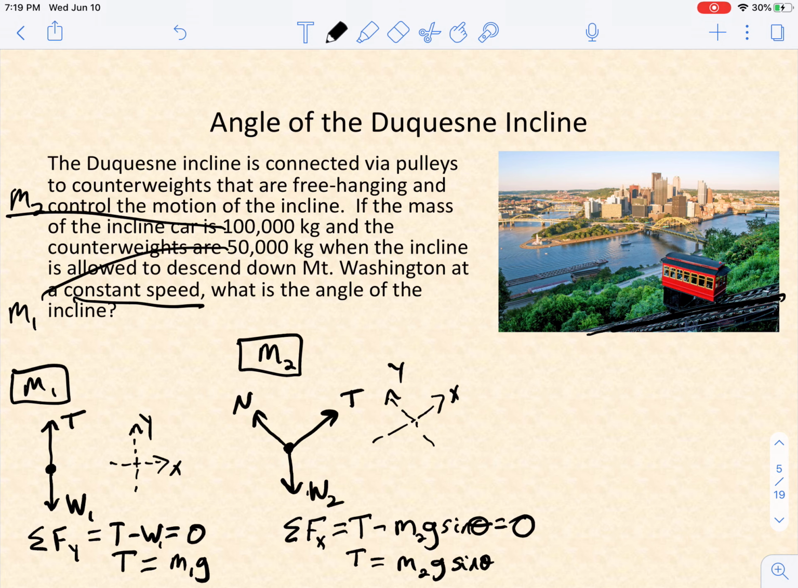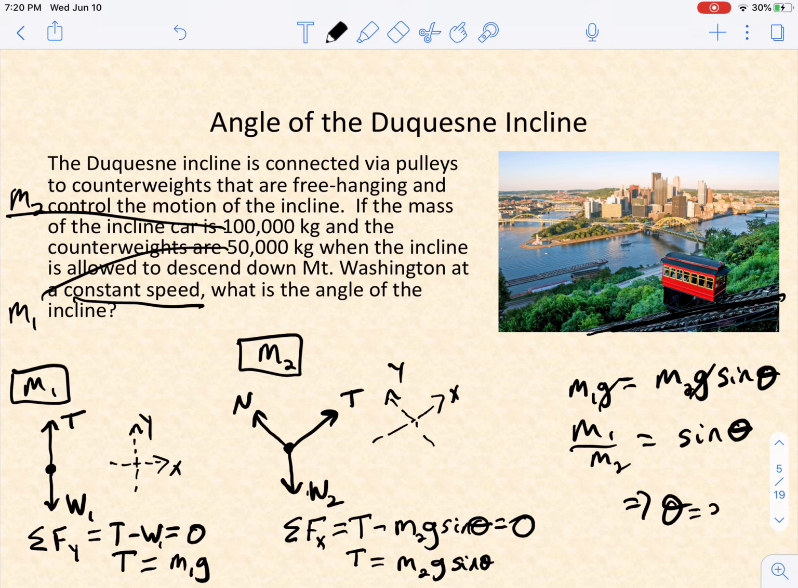And just as we did before, we've got two equations both for tension. We can equal them to one another, right? Or you can think about substituting the left-hand one into the right-hand one. And when you do that, you will get that m1 times g equals m2g sine of theta. The g's cancel. And that tells me that the ratio of these masses is what's going to equal sine of theta. And that ratio turns out to be 1/2. If you've memorized some of your common angles, you know that that means that theta is going to equal 30 degrees.